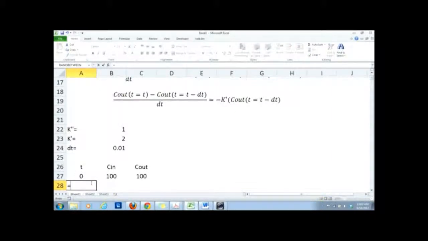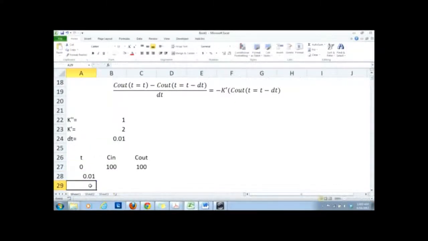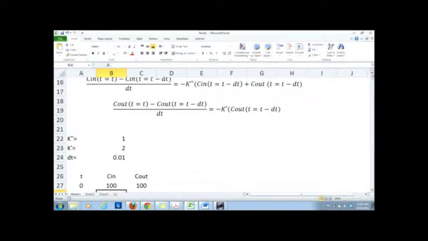So that is t plus dt, and because dt is constant, I need to put a dollar sign with this number, so that will ensure that dt is not changing if I try to drag this series down. Now for C in, I will use the formula which is defined here.